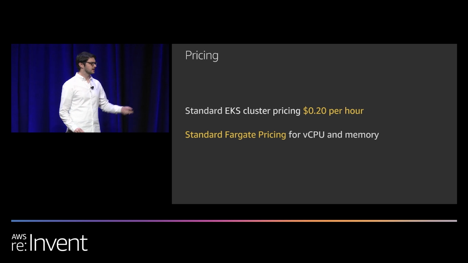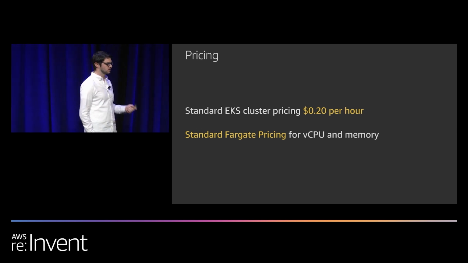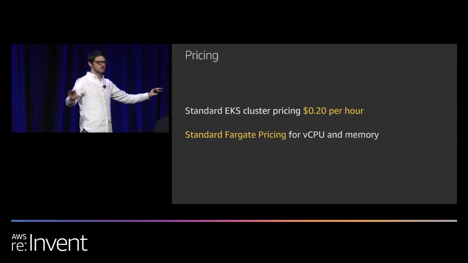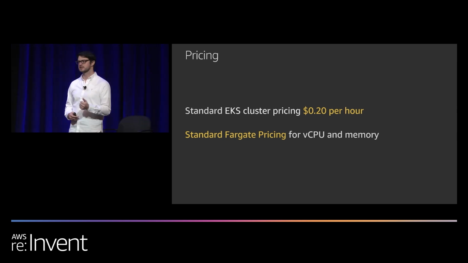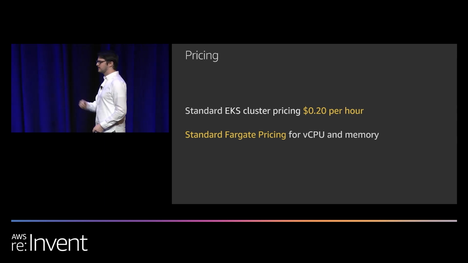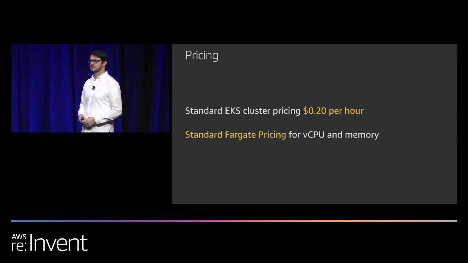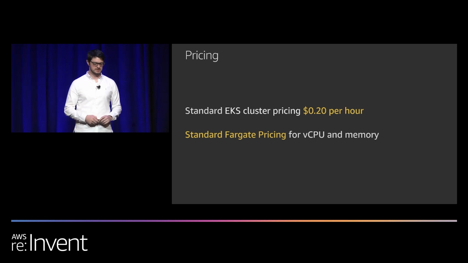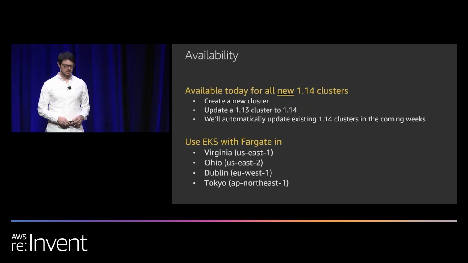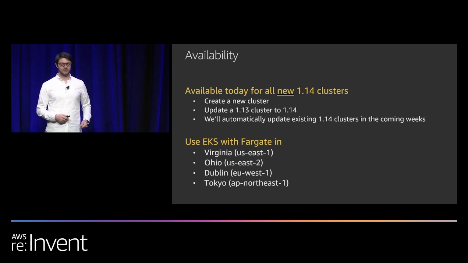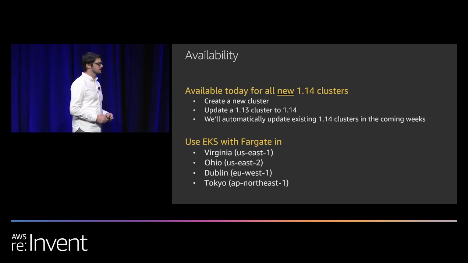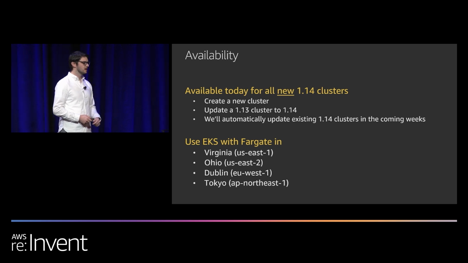So pricing for EKS and Fargate is unchanged. This is super important for us. Fargate is a unified compute layer, and no matter which orchestrator you come at Fargate with, you're going to pay the same Fargate price for vCPU and memory. EKS cluster pricing also remains unchanged. An EKS cluster is just 20 cents per hour. So EKS on Fargate is generally available for all AWS customers with new EKS clusters starting on Tuesday.